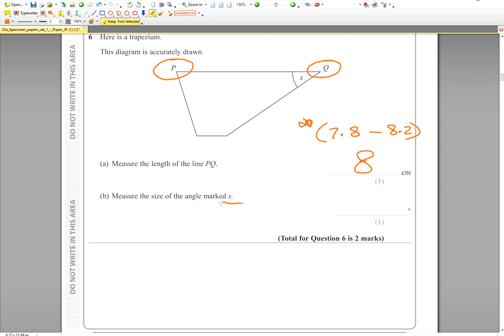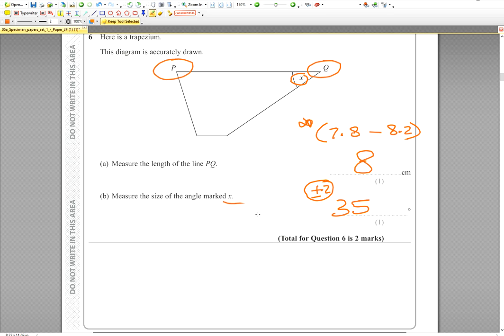Measure the size of angle mark X. Now, if you measure the size of angle mark X, what do you get? 40. The last lesson, what do you get? I got 145. Of angle X, 145. Okay, you're supposed to measure an angle of 35 degrees. Can you get 40? And you're allowed to have plus or minus 2 according to the mark scheme. So you can have up to 37 and down to 33, but not 40. How did I get 145?